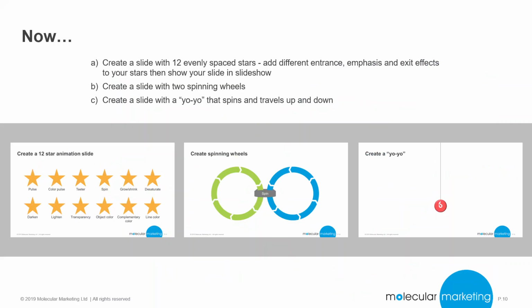Now, your exercise. There's 3 parts of this exercise. First of all, I'd like you to create a slide with 12 evenly spaced stars and add different entrance, emphasis and exit effects to each of your stars. And then show your slide in slideshow to see what you've created.